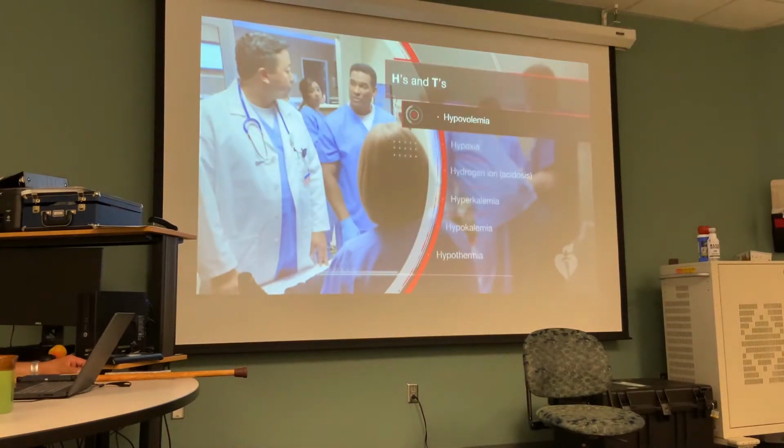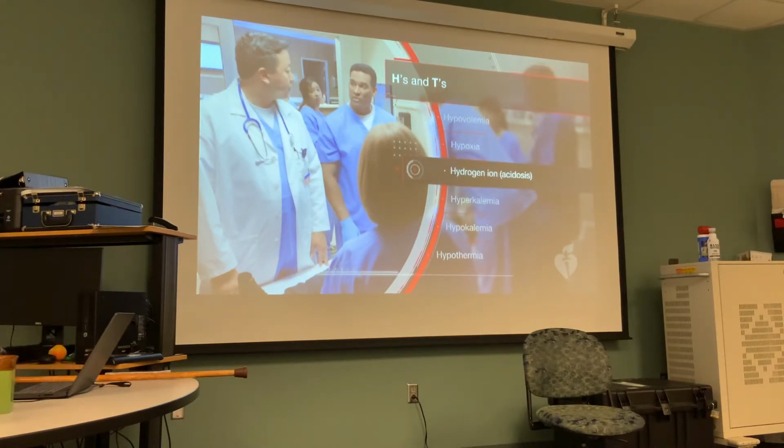Hypovolemia is low blood volume. Hypoxia occurs when inadequate oxygen is reaching the body's tissues. Hydrogen ion or acidosis is the accumulation of acid and hydrogen ions in the blood and body tissues. Hyperkalemia is an abnormally high concentration of potassium ions in the blood. Hypokalemia is low blood potassium. Hypothermia is when the body temperature drops below 95 degrees Fahrenheit or 35 degrees Celsius.